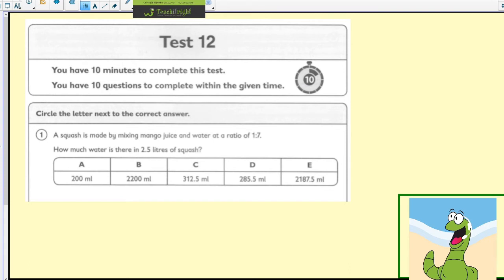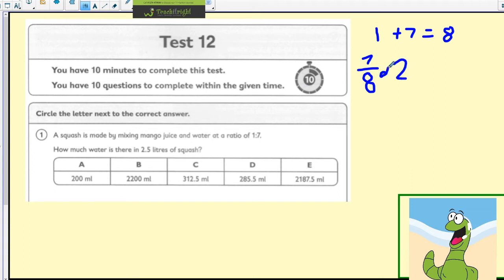Right, so let's actually start answering the question. Squash is made by mixing mango juice and water at a ratio of 1 to 7. So that means in total I'm going to have 1 bit of juice, 7 bits of water to make 8 units in total. And then how much water is there in the squash? Well, there's 7 bits water out of 8 parts squash. That makes more sense. But the point is it's 7 out of 8. So we want to know how much is 7 eighths of 2.5.